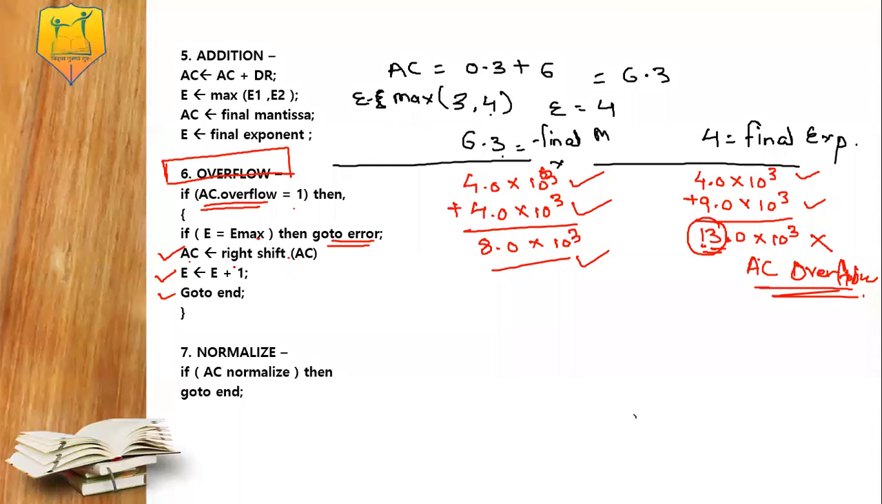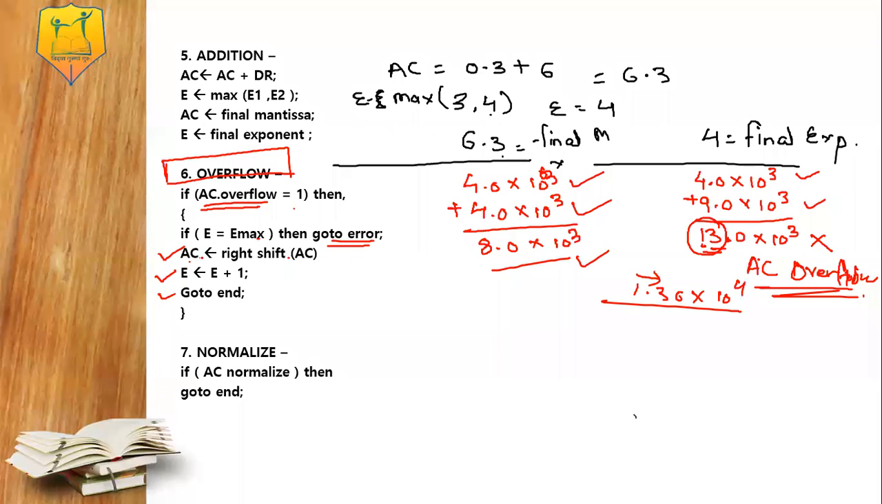End means end of the process. Okay, fine. Matlab kya hai ki agar mujhe normalized form nahi hai, I will make the shifting operation, that is 1.30 into 10 raised to 4. I will make them normalized. Matlab yahan pe maine right shift hi kiya hai. Understood? See, 3 aapka right shift hua hai.